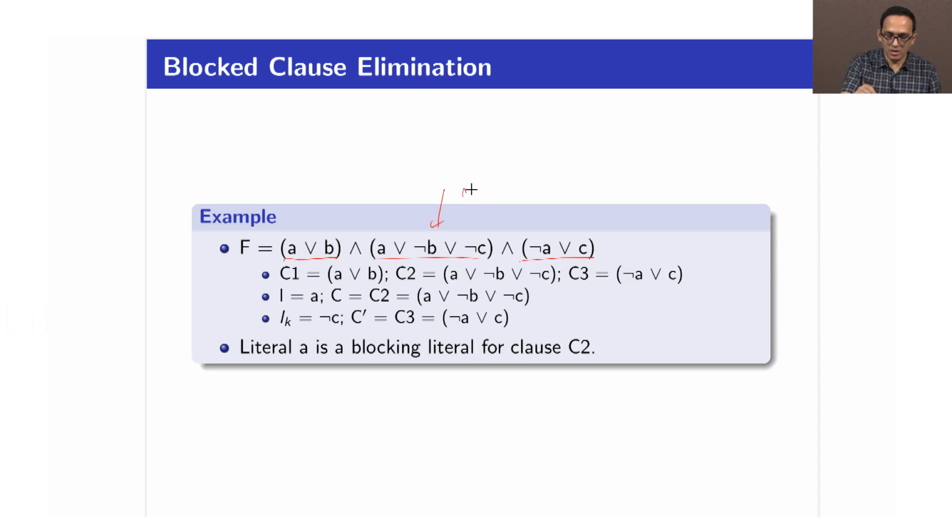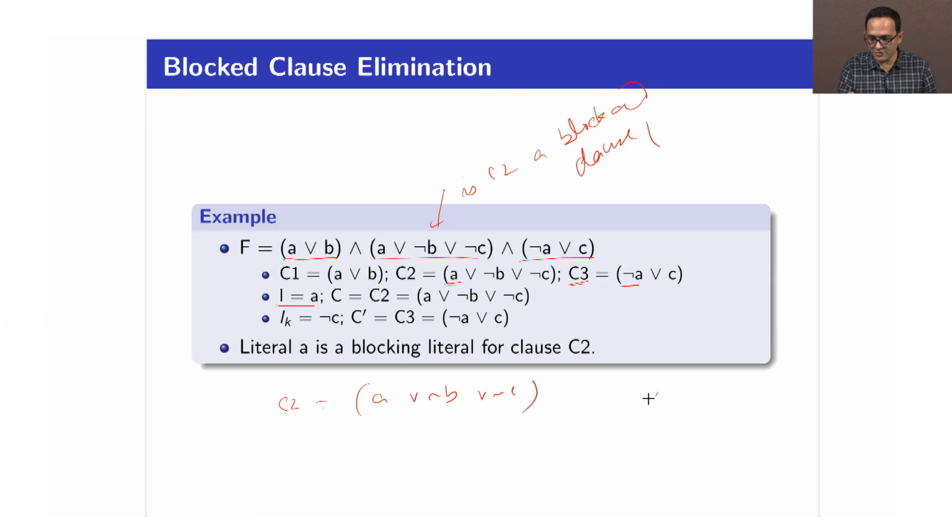Okay. Is C2 a blocked clause? I will identify the variable, let us say my L is A. I have A here, and I will identify all the clauses where not A is present, and that is clause C3. So I have C2, which has A or not B or not C, and I have C3 where I have not A and C.